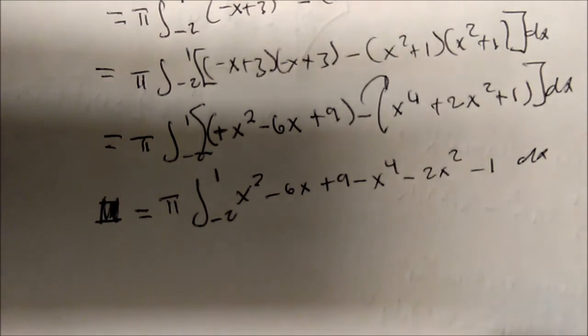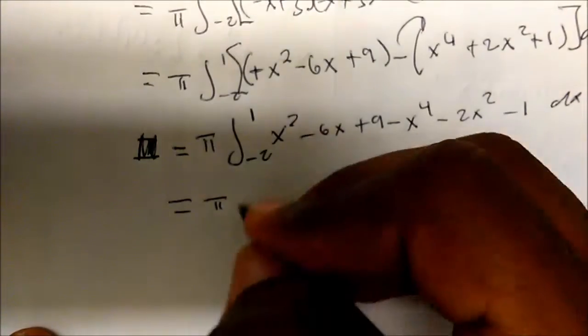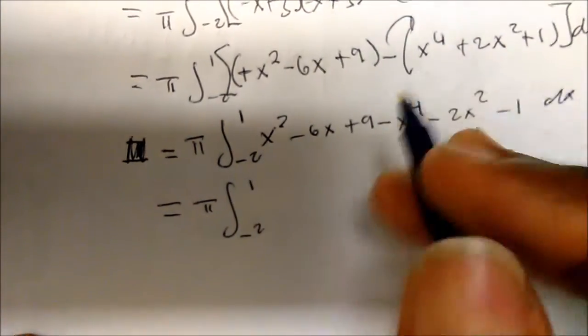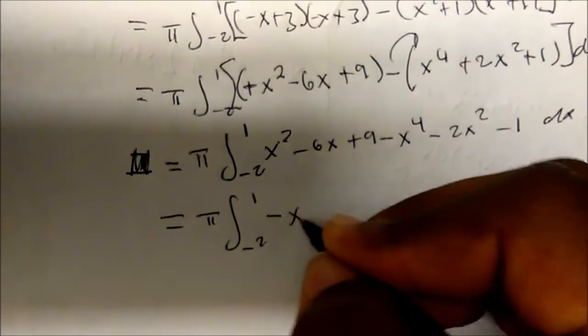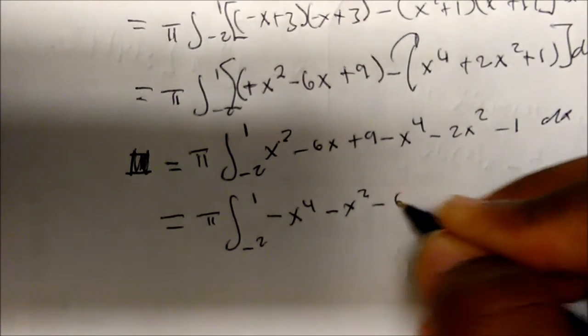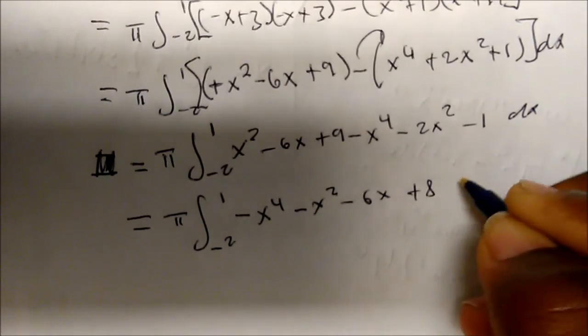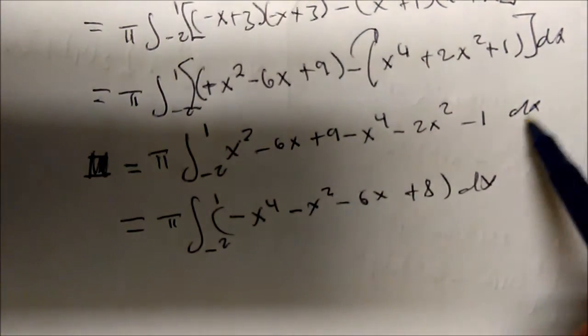Because I like my highest power to be in the front, if I simplify this a little bit, my pi stays out on the front, and this becomes the integral from -2 to 1 of -x to the 4th minus x squared minus 6x plus 8 dx. And all I'm doing here is just simplifying.